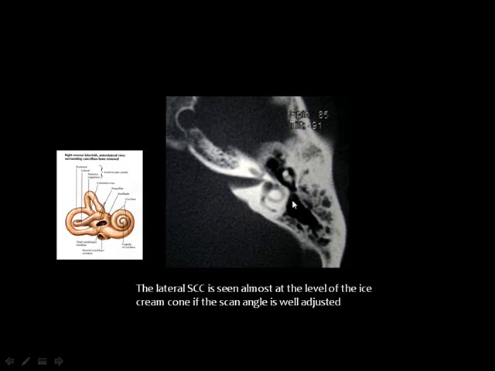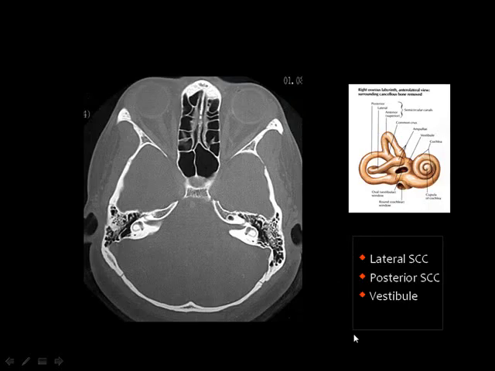Then look carefully once more, and you can see this is the vestibule, this is the lateral semicircular canal, and this is a part of the posterior semicircular canal. Can you notice that the landmark of the middle ear is exactly at the same level as the landmark of the inner ear, if you scan the patient accurately and adjust the angle of the scanning?